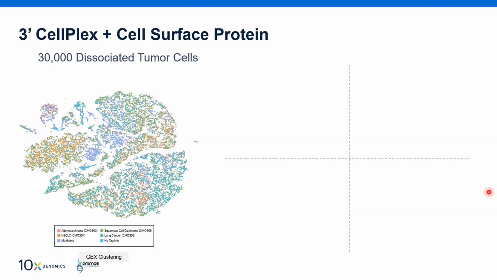This is the data that is generated from 4 samples. You can see adenocarcinoma, small cell lung carcinoma, squamous cell carcinoma, and a lung cancer sample, and you can see multiplex and more tags that will appear when we are loading more cells, but ultimately we can filter them out from our data.